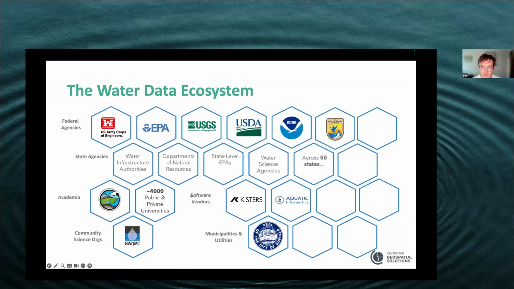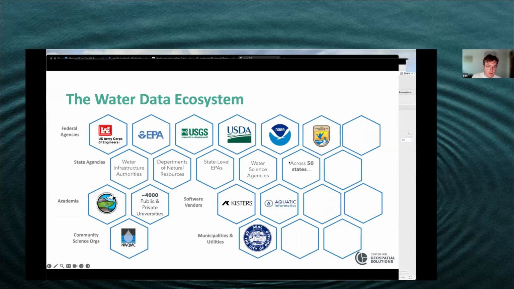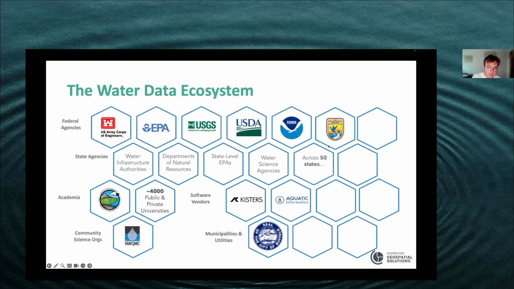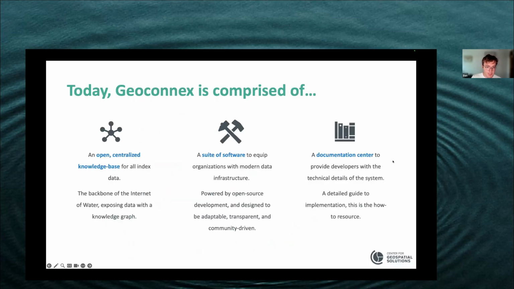And so you have federal agencies like the Army Corps of Engineers, Environmental Protection Agency, USGS, USDA, and NOAA. And then you have smaller state level agencies like state level EPAs, natural resources, and water service agencies. And then finally, you also have academic institutions like COASI, community science organizations like the National Water Quality Monitoring Council. You have individual private vendors like KISTers, and then you also have municipalities that are producing data. So there's just so much data out there.